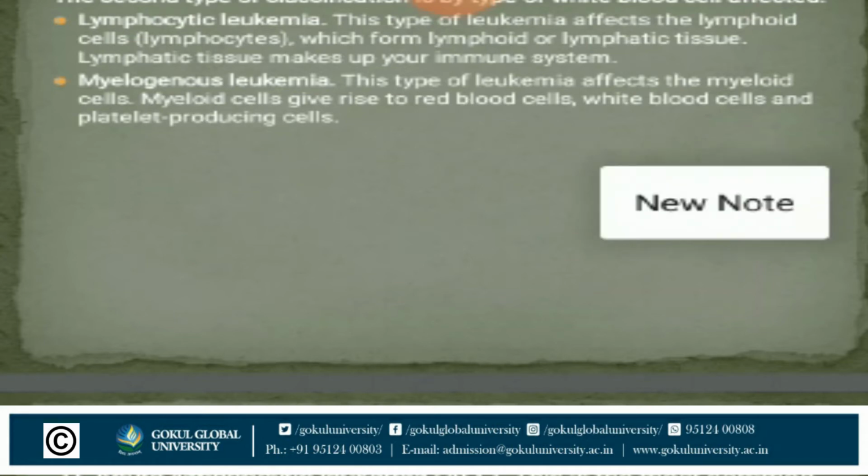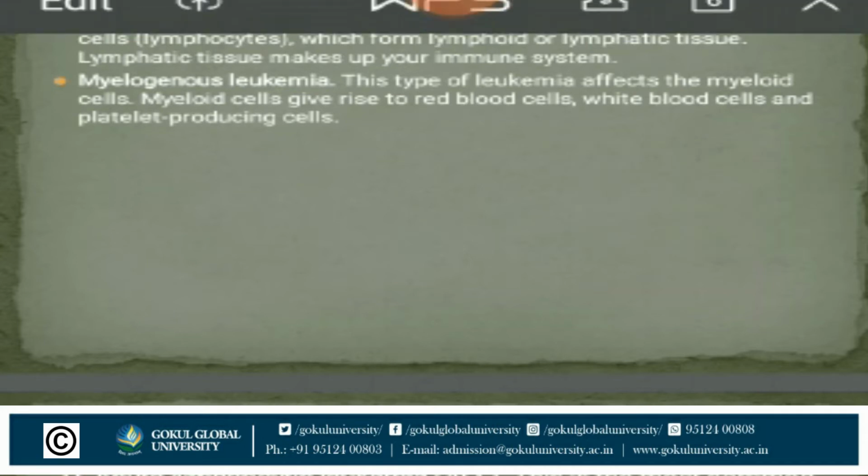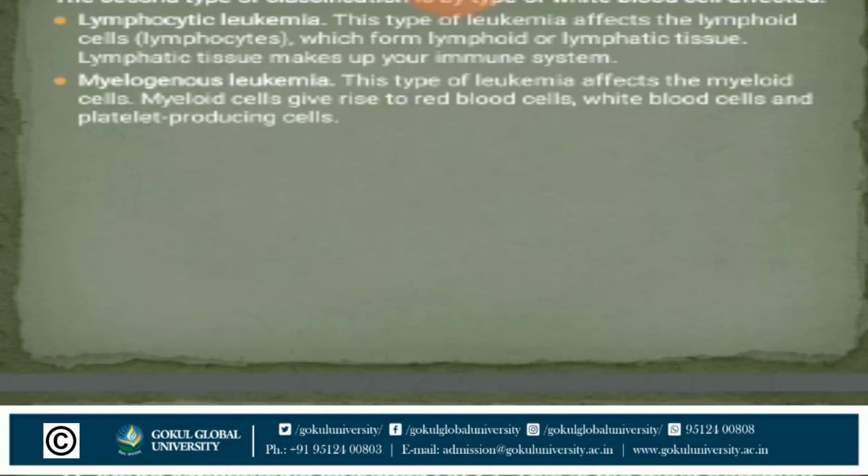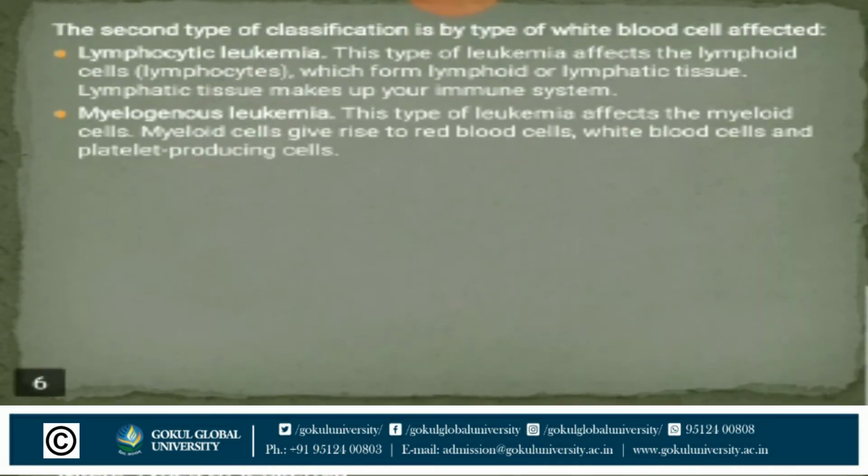So in these two types, acute and chronic, lymphatic leukemia and myelogenous leukemia. This type of leukemia affects the lymphatic cells. Lymphocytic leukemia affects the lymphocytes, and myelogenous leukemia affects the myeloid cells.